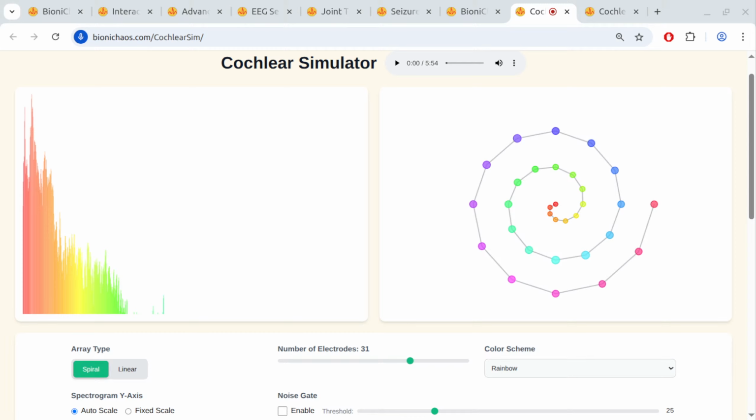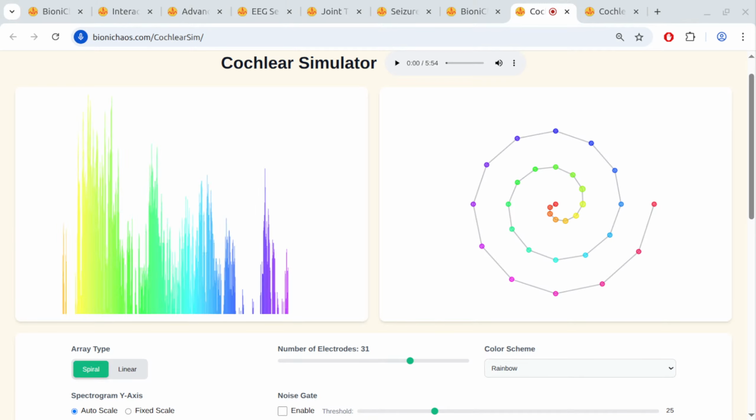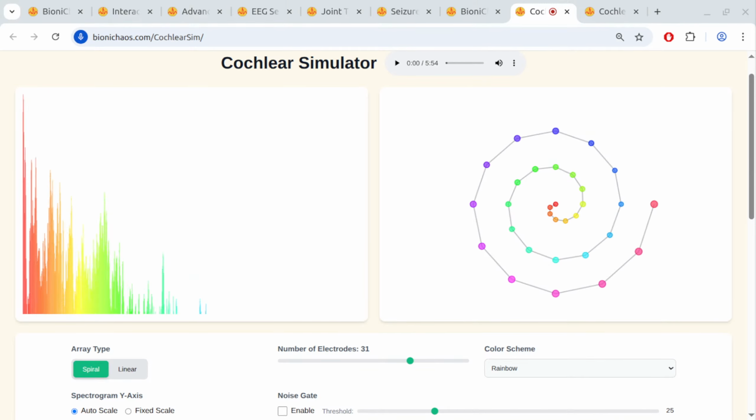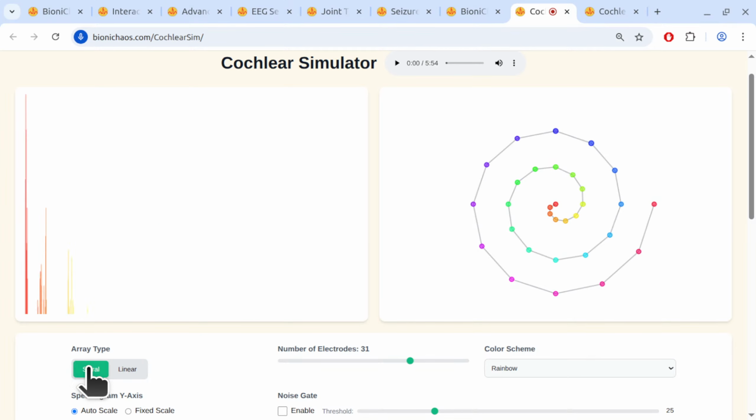Yes, the simulation also features a spiral diagram that visually represents the cochlea and the placement of electrodes within it. You can adjust the number of electrodes and the way they are arranged, which helps understand how different configurations might impact hearing perception by stimulating different parts of the cochlea. It's a clear visual representation of how cochlear implants work.